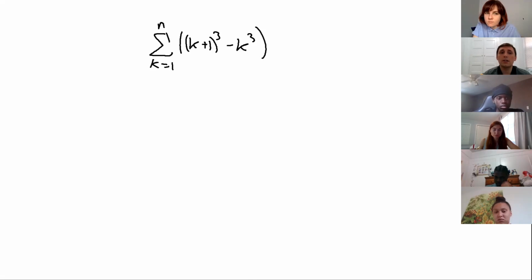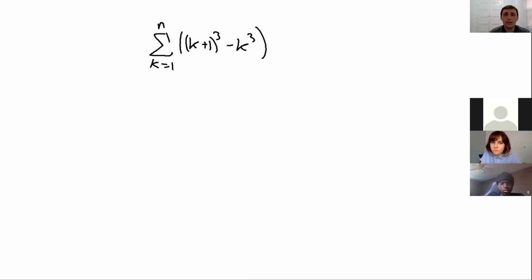So what's happening here? If I were to expand it, what is actually happening? If I plug in 1, I get 2 cubed minus 1 cubed. Do you agree? Plus 3 cubed minus 2 cubed if I plug in 2.